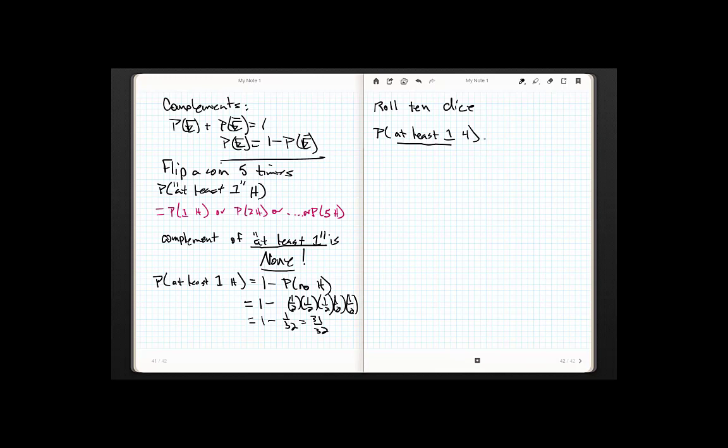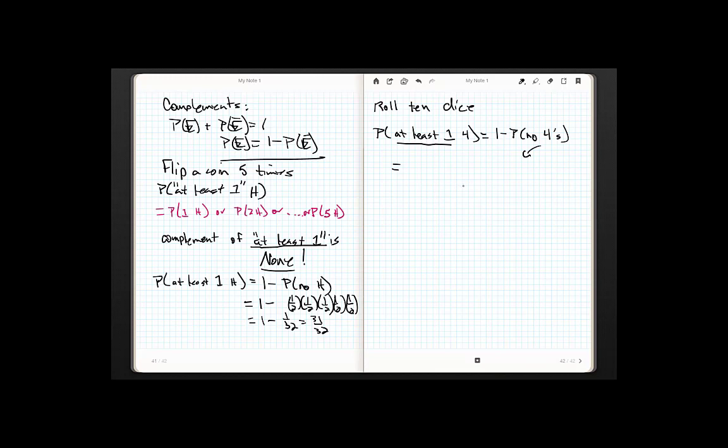Okay. Hopefully you paused the video. You should have done it, but maybe you didn't. This is 1 minus the probability of getting no 4s. Well, what's the probability of getting no 4s? So let's give ourselves a little room. Probability of getting no 4s. Well, okay, wait, we have to ask ourselves, are these independent? Yeah, rolling dice is independent.